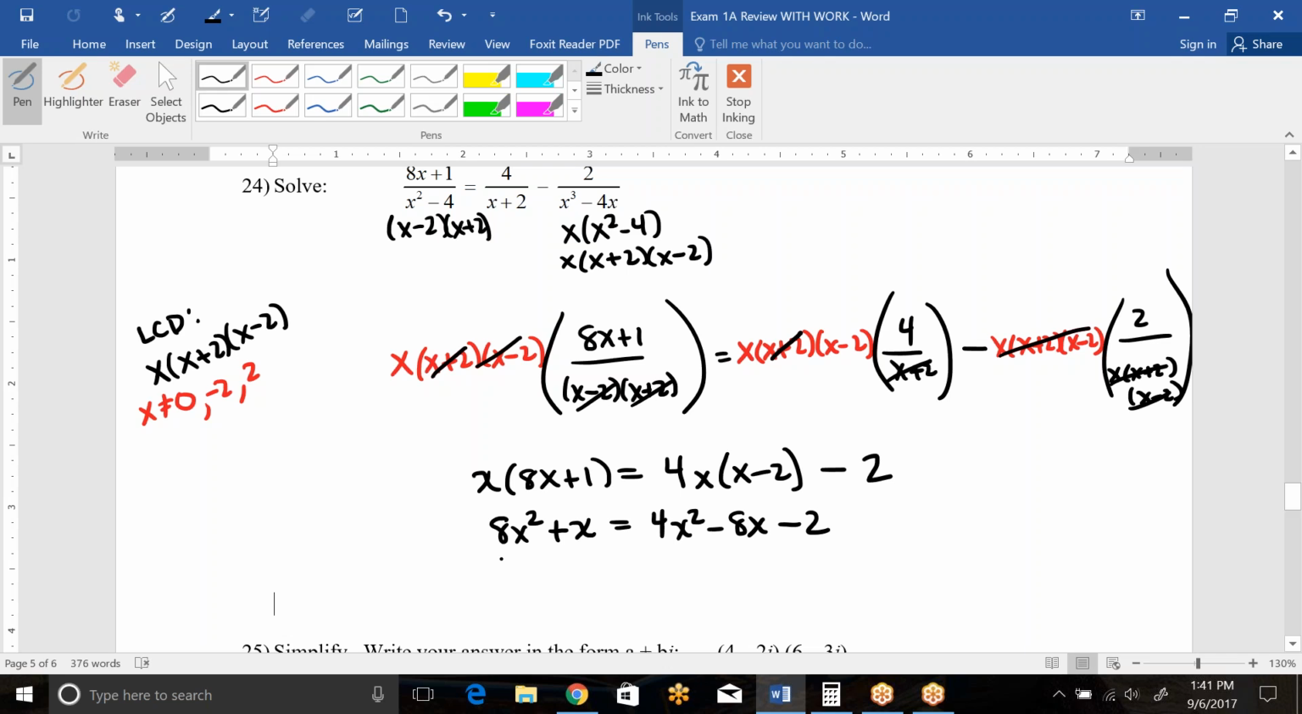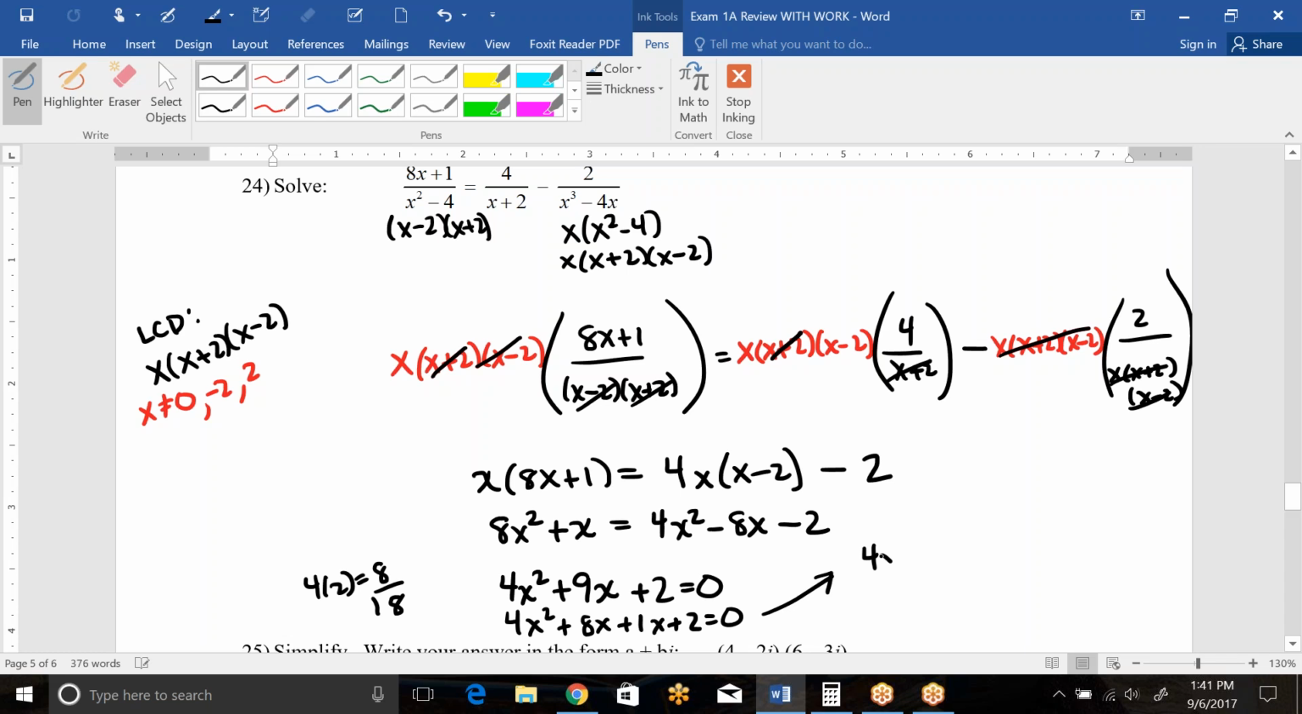I'm going to move everything to the left because that will keep our x squared positive. So if we subtract 8 minus 4, that would be 4x squared. We're going to add 8x over, so that would be positive 9x, and we're going to add over the 2. Now we're going to do factor by grouping again. So 4 times 2 is 8. The only factors of 8 that can make 9 are 1 and 8. So this is going to be 4x squared plus 8x plus 1x plus 2 equals 0.